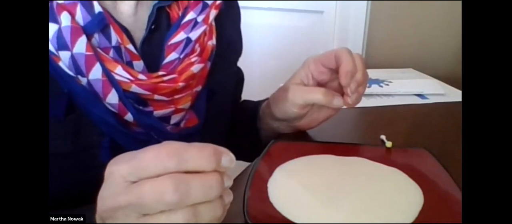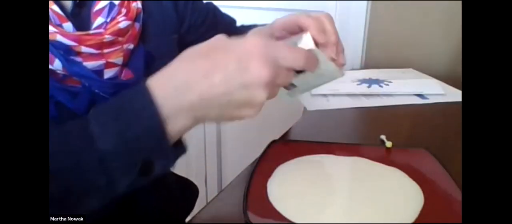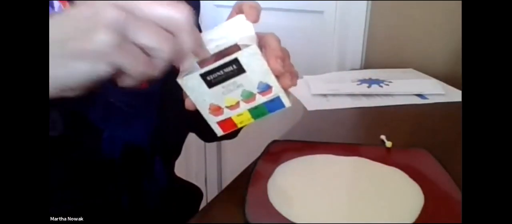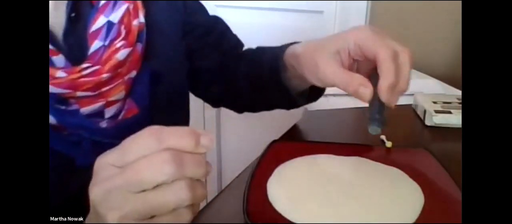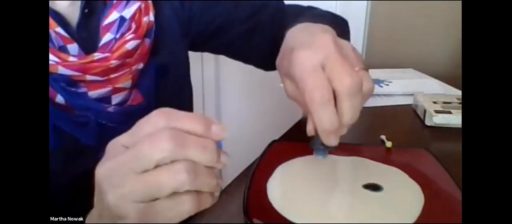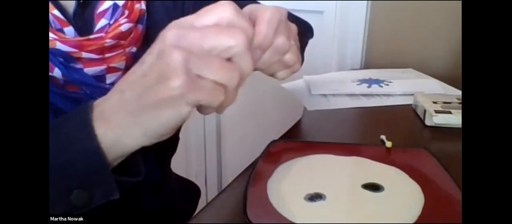Skim milk does not work. You need fats or lipids in the milk in order to make it work. I'm going to take some food colorings. The gels do not work as well as the liquid food coloring. It needs to be water-based. So I'm going to put a couple drops of green, a couple of drops of blue, and a couple of drops of yellow.